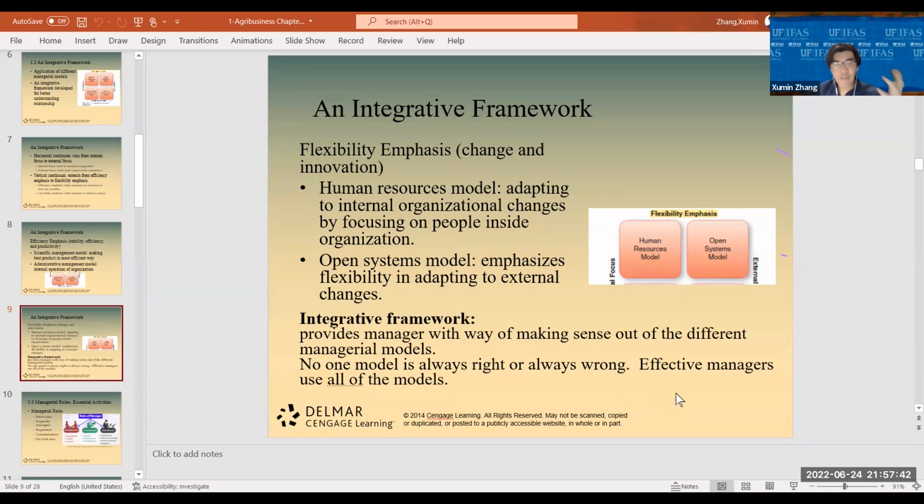As I said, effective manager use all of those models. But in my opinion, you just have this integrative framework, and then you understand almost everything. Internal, external, efficiency, flexibility, all right? Focus on the process, focus on the job, or focus on people.